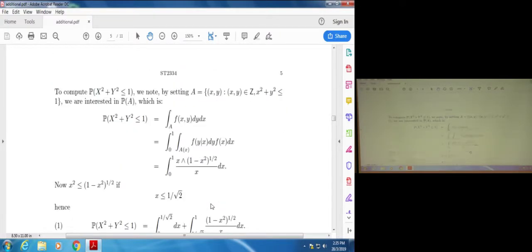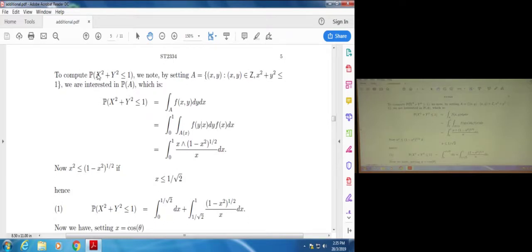Now if you are interested in computing the probability that x squared plus y squared is less than or equal to 1, you can do that very simply. We now denote the set A of (x, y) such that (x, y) belongs to this set Z, which is the support of the random variable, and x squared plus y squared is less than or equal to 1. So I want to compute the probability of A. That's what you want to do. The probability of A is the probability density function of x and y integrated over A. That's what it is by definition.